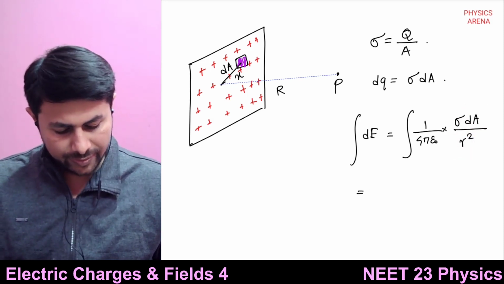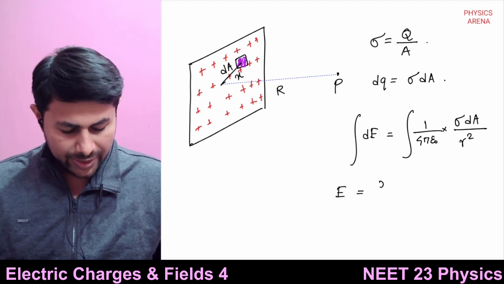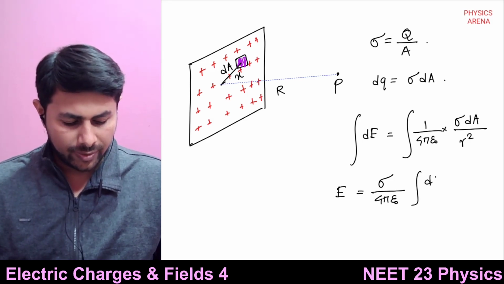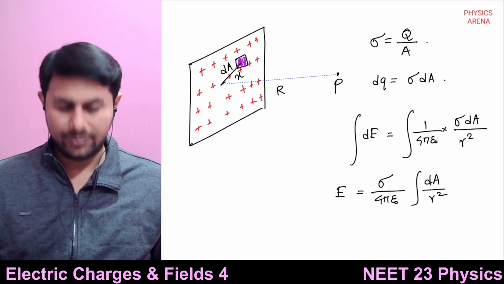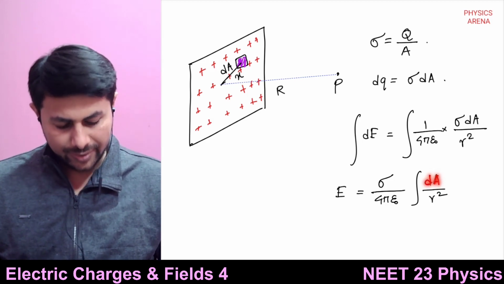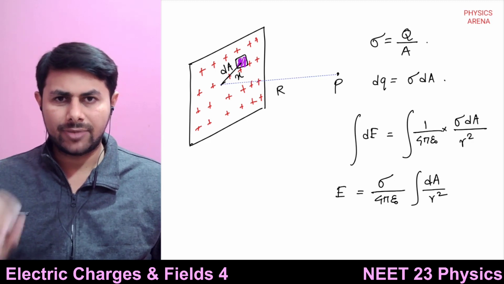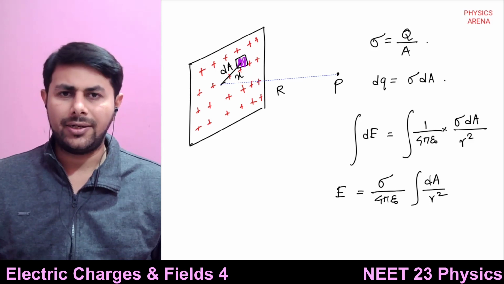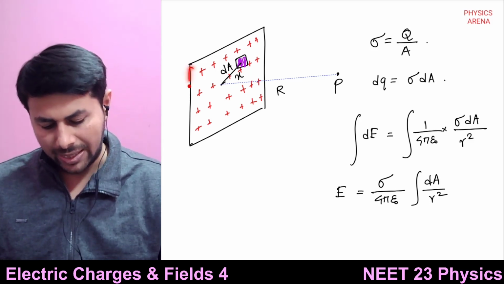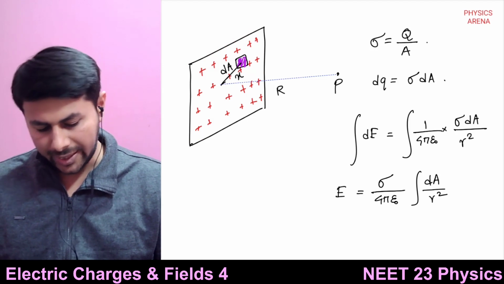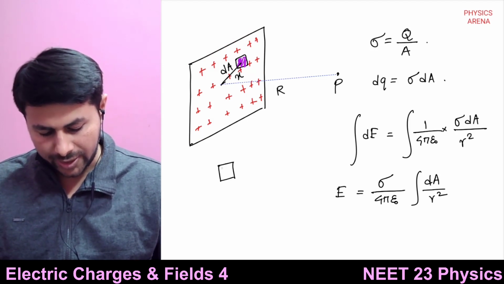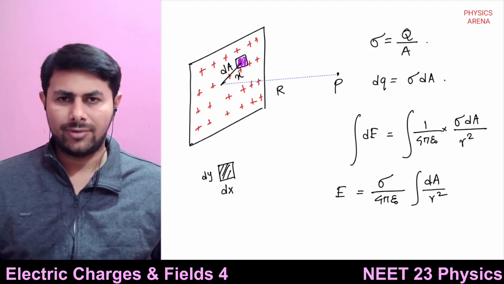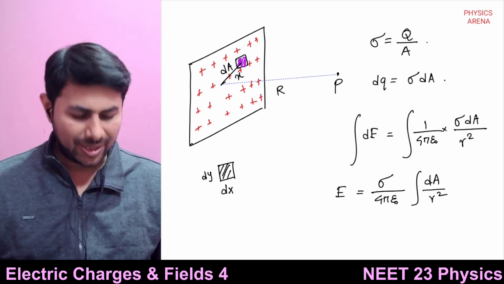So what you will have to do is the net electric field is sigma you can take out, 4 pi epsilon naught you can take out. So it will be integral of dA divided by r square. Okay, and what is dA? It's small surface area. If you want to integrate it, now dA you can write, let's suppose this is xy plane. So dA can be written as what? This is suppose your dA. It can be written as dx multiplied by dy, right?